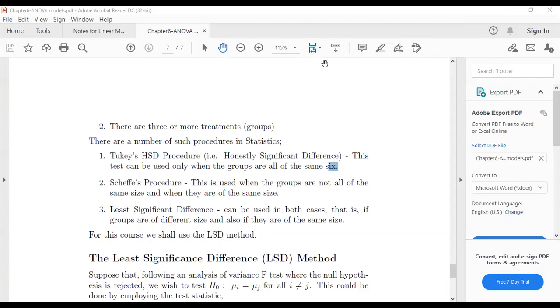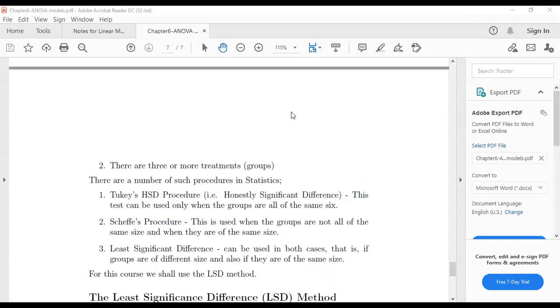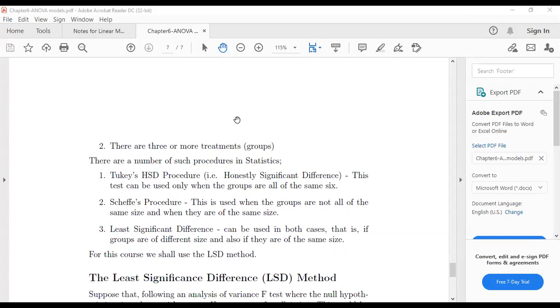So we had said, when is the comparison test applied? It's applied when you reject H naught. That's the first condition. You apply it when you've got 3 or more treatments. So when you've got 3 or more treatments, that's when you can apply the comparison test.